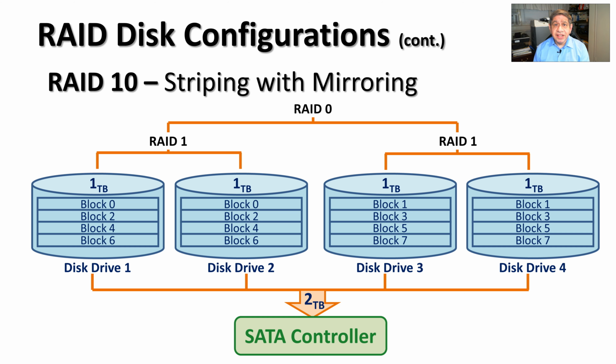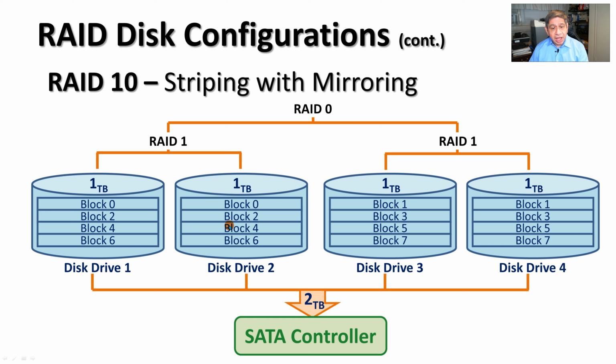Then we have RAID 10. Now RAID 10 is an unusual one, but it provides the best of both worlds. But it's costly in terms of the number of disk drives that it needs. So we have pairs. We have a RAID 1 taking place between disk drives 1 and 2, and another RAID 1 between drives 3 and 4, and then the combination of them become a RAID 0 or full mirroring.